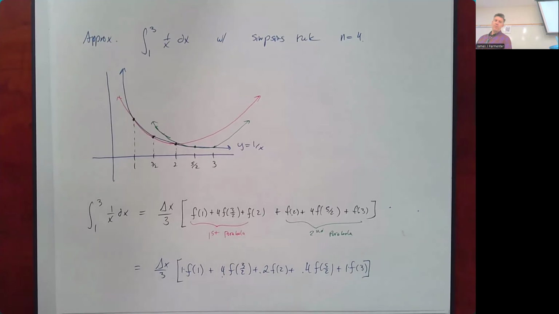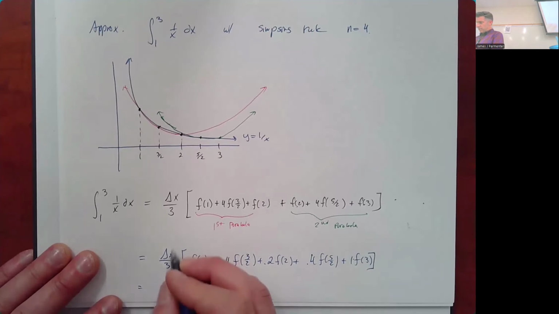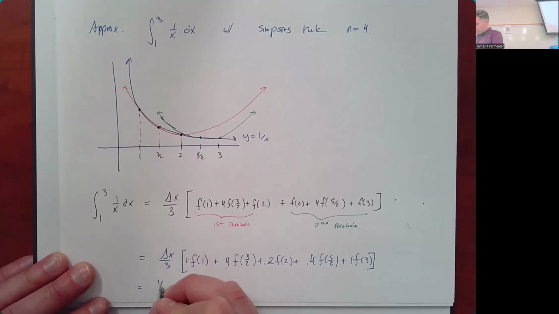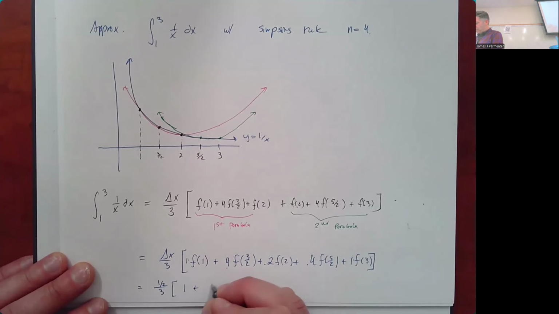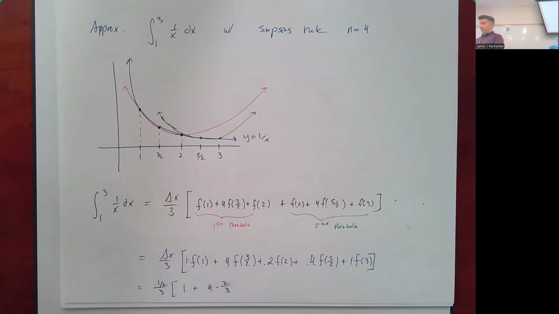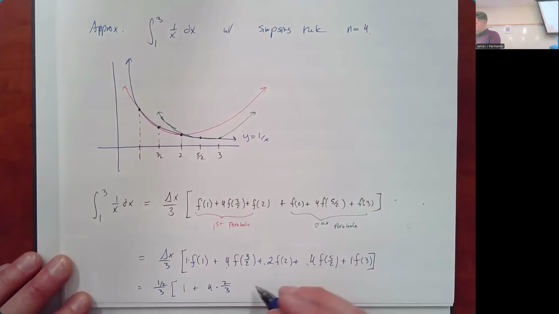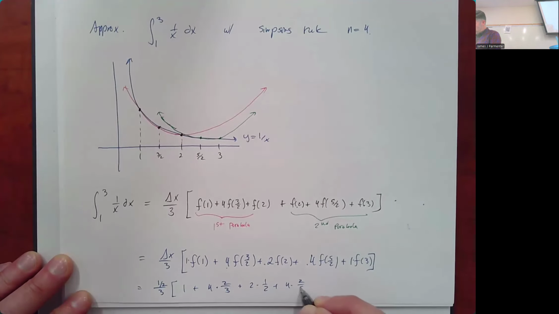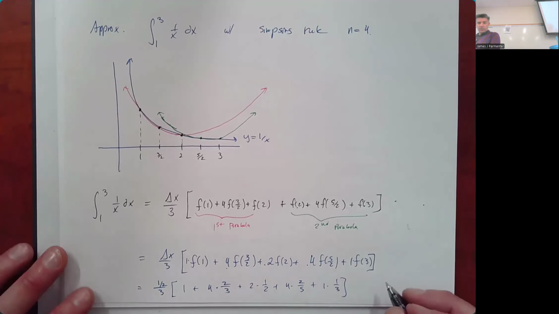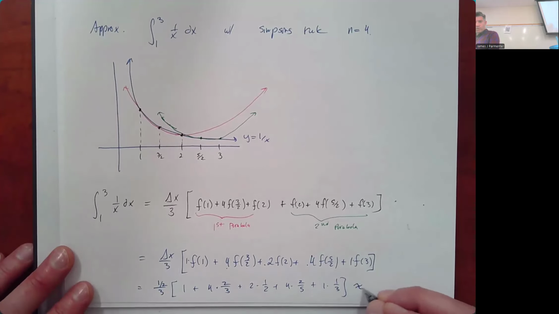And then it's still terrible to calculate. This is going to be equal to, so my delta x is 1/2. So 1/2 over 3 times f of 1 is 1. 4 times f of 3 halves is 4 times 2/3. I'm just taking the reciprocal of my values because my function is 1 over x. And then we get 2 times 1/2 plus 4 times 2/5 plus 1 times 1/3. And that's approximately equal to 1.1000.